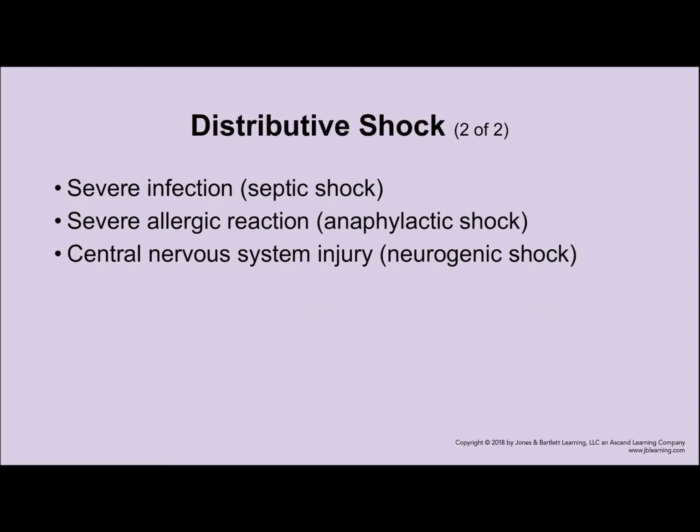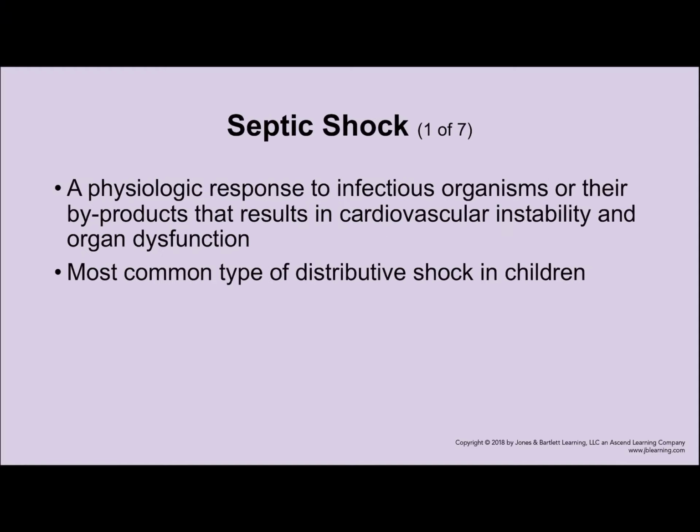So distributive shock can come from several different etiologies. It can be seen in septic shock, also sometimes known as warm shock. It can be seen with anaphylactic shock, such as severe allergic reactions. And sometimes in trauma situations where you have a central nervous system injury, any CNS injury can cause vasodilation through the CNS's control of the arterioles and vascular resistance. Those are the three most common etiologies we see in this category.